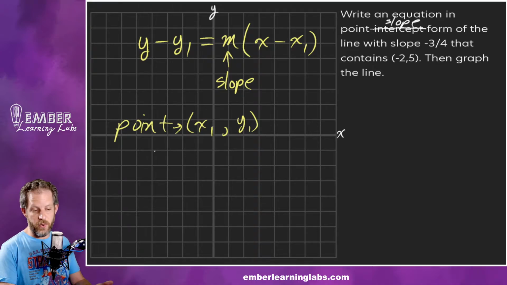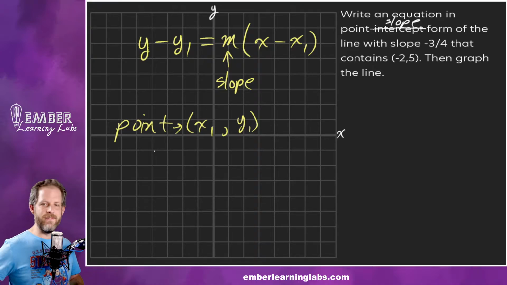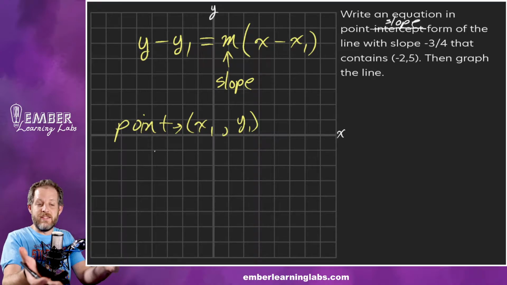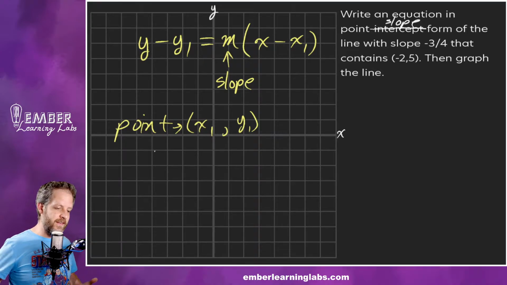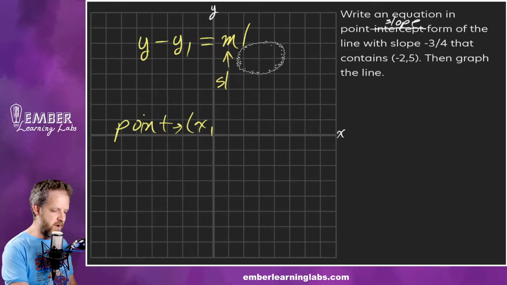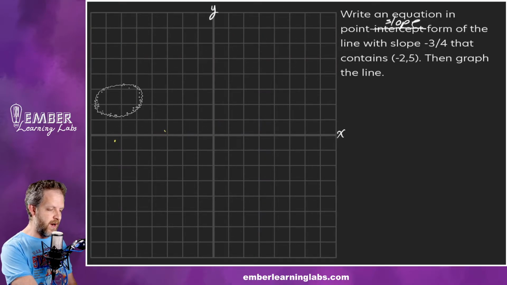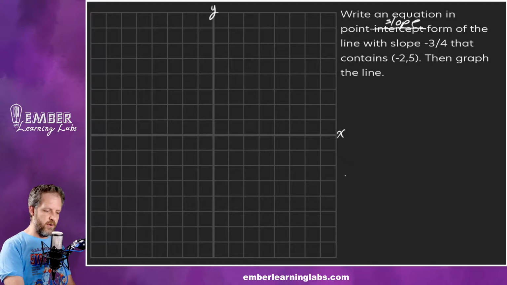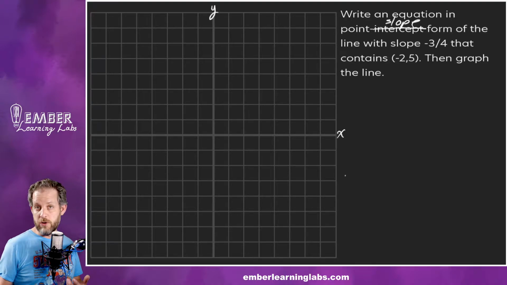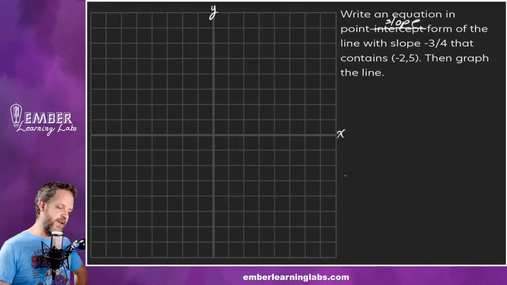Again, we're given a point and we're given the slope. We're served up on a silver platter, putting this in the form that we're asked to put it in. So that is what we're going to do, and then we're going to graph it using point-slope form. We don't have to convert to slope-intercept form in order to graph it. We can graph it straight from point-slope form. Let me remind you how to do that.